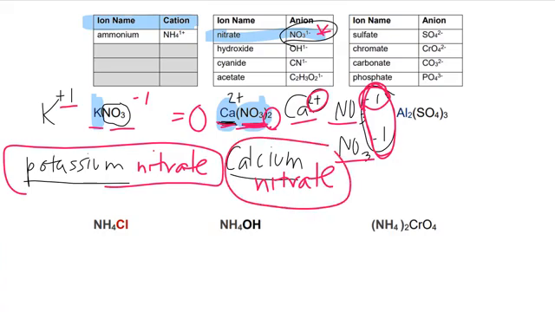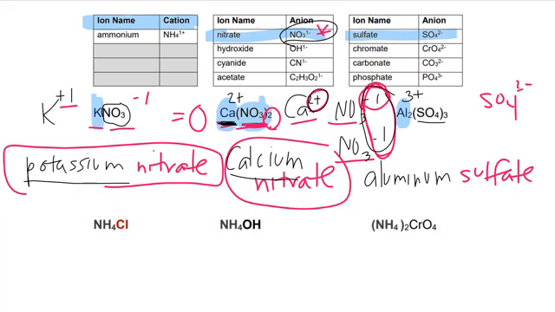All right, let's look at this next one. Al, we know, is aluminum, and it has a 3+ charge. Then I look and I go, SO4. What does SO4 mean? I'm going to look up at my chart here and see that it's SO4 2-. So I'm going to put a little 2- up here. SO4 with a 2- is sulfate. So aluminum sulfate.